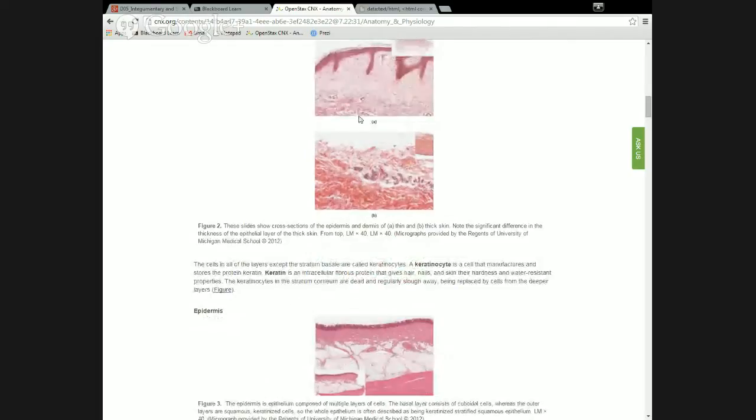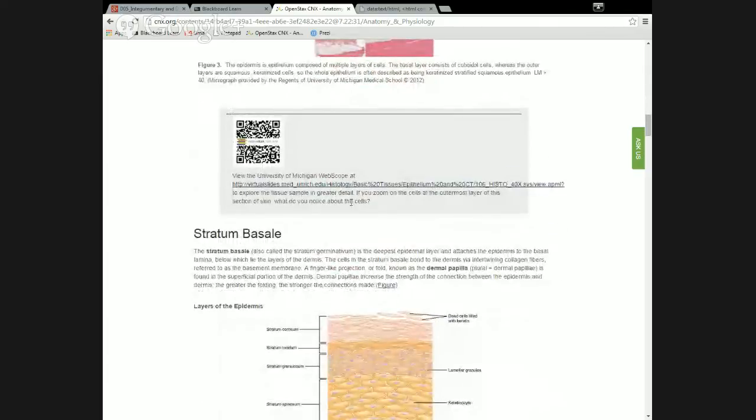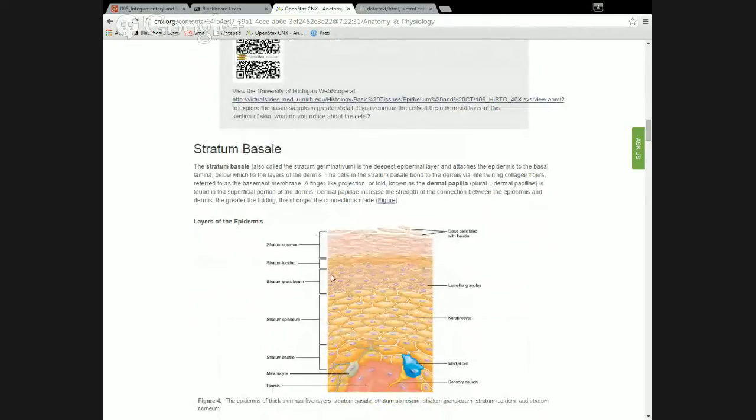So the reason why I would actually leave the thick and thin skin until later is because it really relates to the layers of the epidermis, which is what you're talking about there, Aaron, right? So there are layers within the epidermis. There's 5 of them. The deepest layer is the stratum basale, which means basal layer. And then going up, there's a stratum spinosum, the stratum granulosum, stratum lucidum, and stratum corneum.